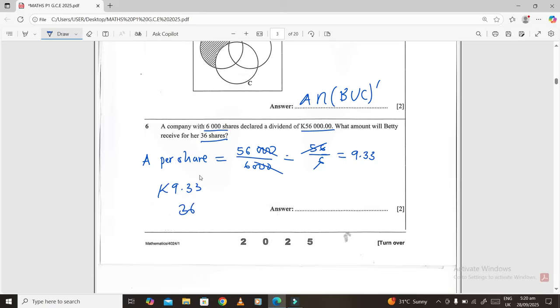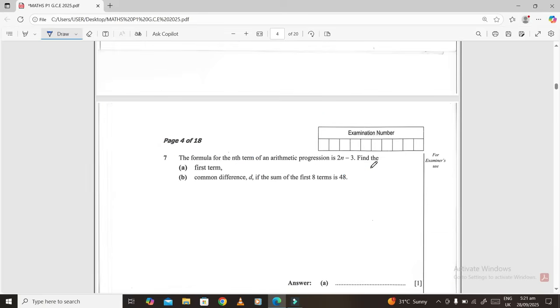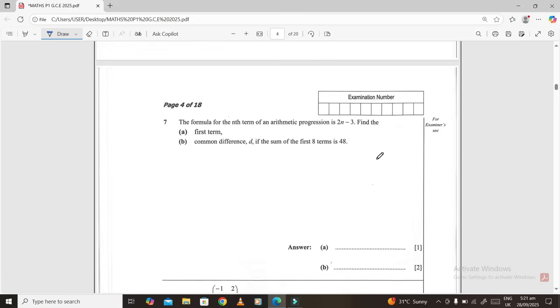So now we know that BET got how many shares? 36. So what will happen is that I will get this price per share multiplied by the number of shares that BET had. So that is 36 times 9.33, which of course will give us 336. So this is how much BET got. We go to the next question.